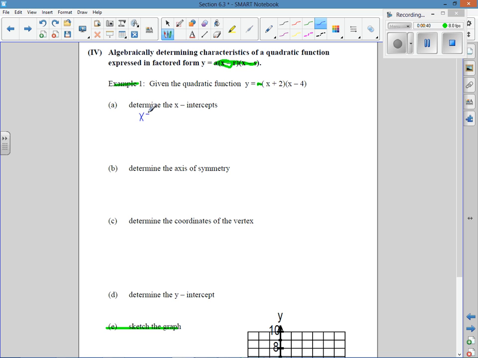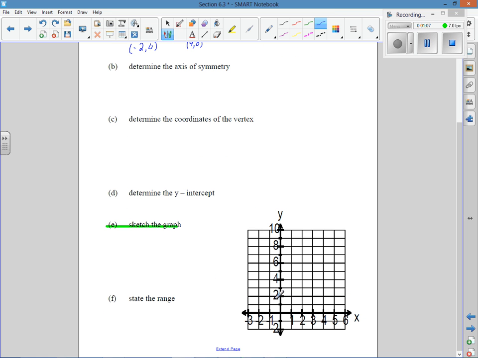So we look at our factored form, and either x plus 2 equals 0 or x subtract 4 equals 0. And solving the equation, our x-intercepts are negative 2 and 0, and 4 and 0. So since we have to graph, we can look down here. So negative 2 and 0, and 4 and 0. We know that the graph is going to have to point down because of the negative.